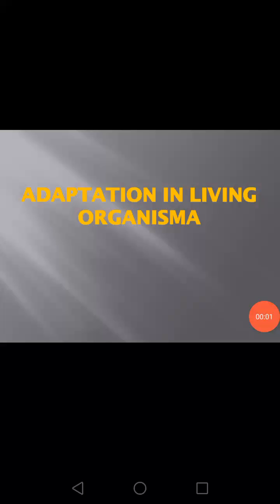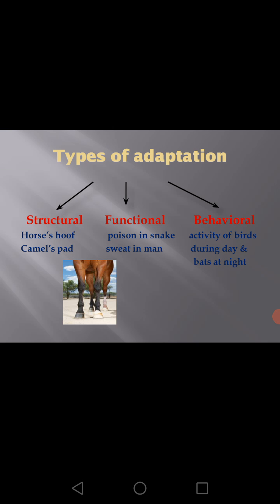Hello dear students, today we are going to talk about adaptation in living organisms. What's meant by adaptation? It's a modification in behavior, body structure or organ function of a living organism. Why? In order to become more adapted to the environmental conditions where it lives.